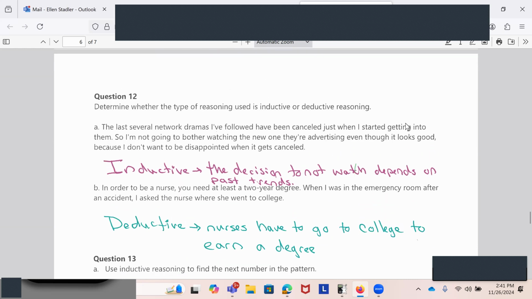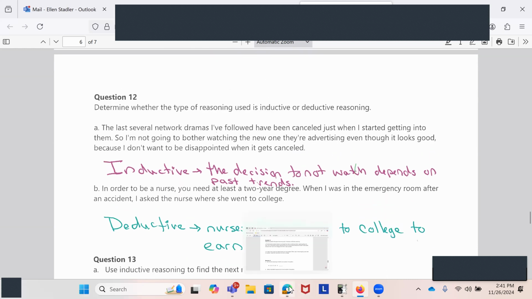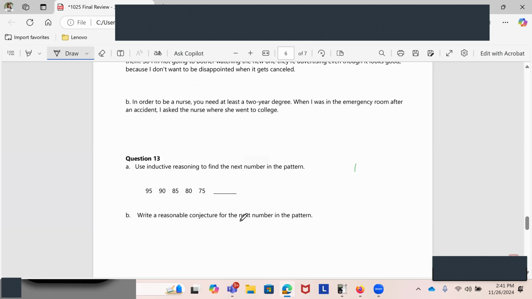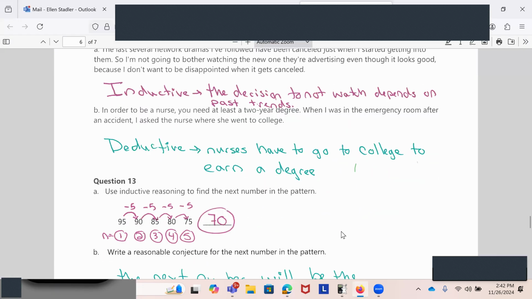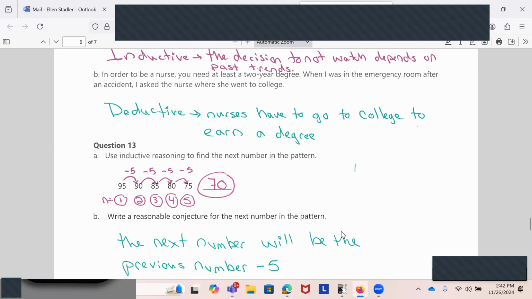And then we can use that to find some patterns. We'll do this one. So we're going to look for patterns. I went from 95 to 90 to 85 to 80 to 75. What's happening to each number? Decreasing by 5. So what do you think the next number will be? 70. And then your conjecture can just be that the next number will be the previous number minus 5.